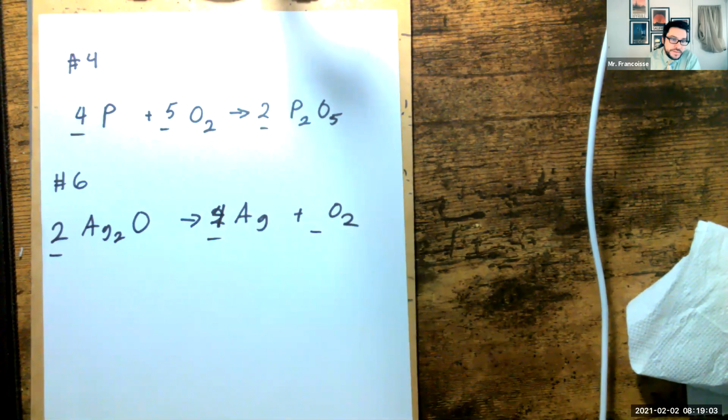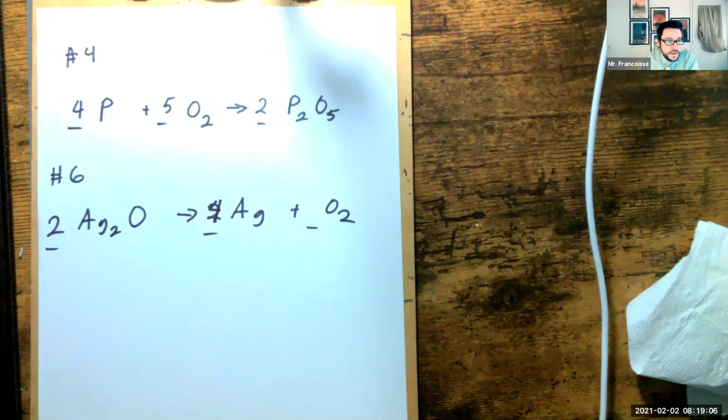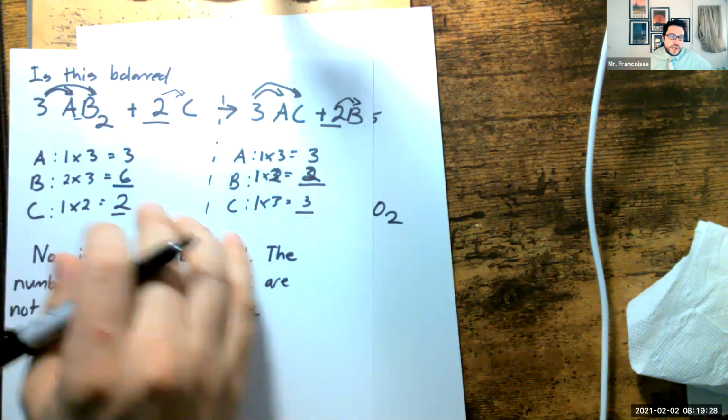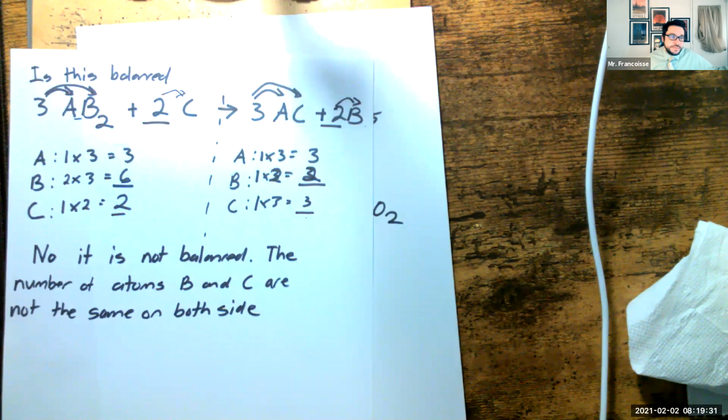Does anyone want me to go through either of these? I can solve either of these problems. Remember, when you're working this out, you need to show your work. So if you just have this as your answer, that's not good enough. You need to prove that they're equal. And when I say show your work, it's going to be similar to what we did here. Show me how many of each atom we have on both sides.